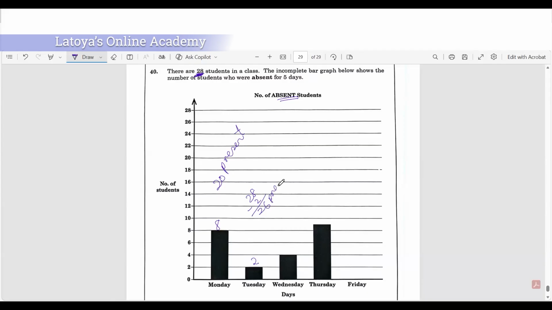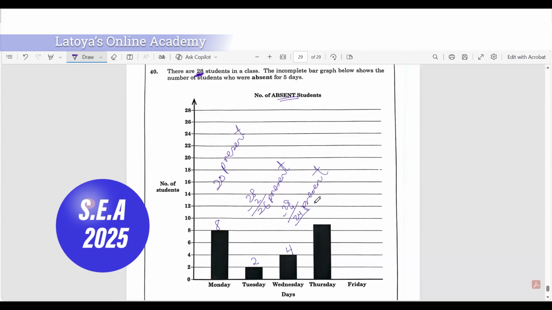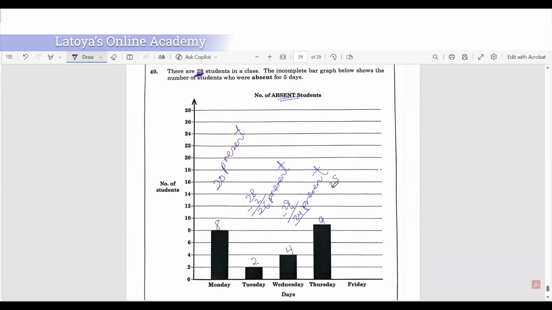You'll have 26 present. On Wednesday, if you have 4 absent, how many are present? You're going to have to take away 4 from the total number of students in the class. You'll get 24 present. On Thursday, if you have 9 students absent, look where it is, 8 and in the middle of 10. How would you know how many are present? You're going to have to take away 9 from 28 and you're going to get 19. So 19 is present.